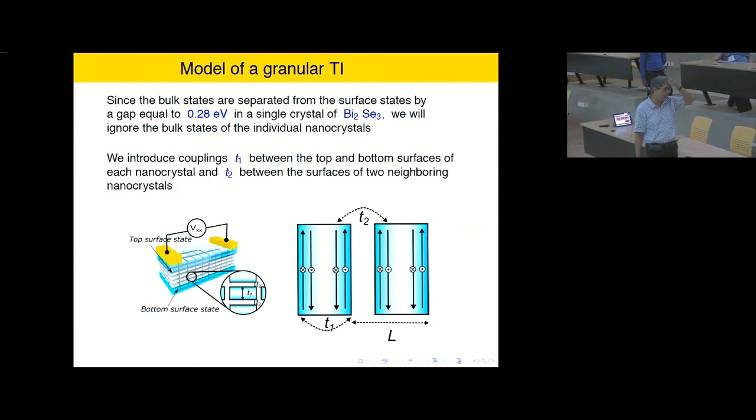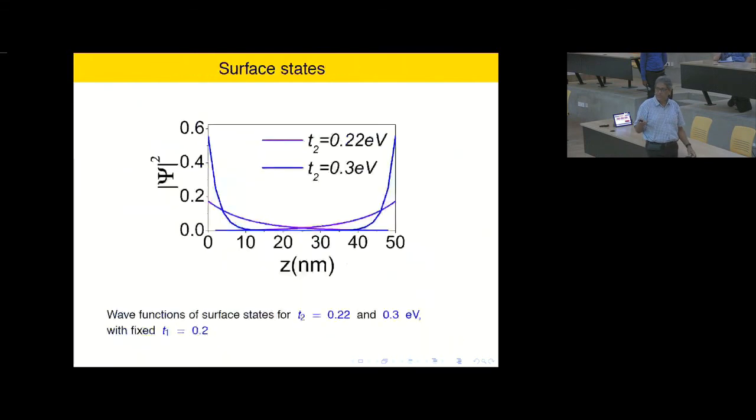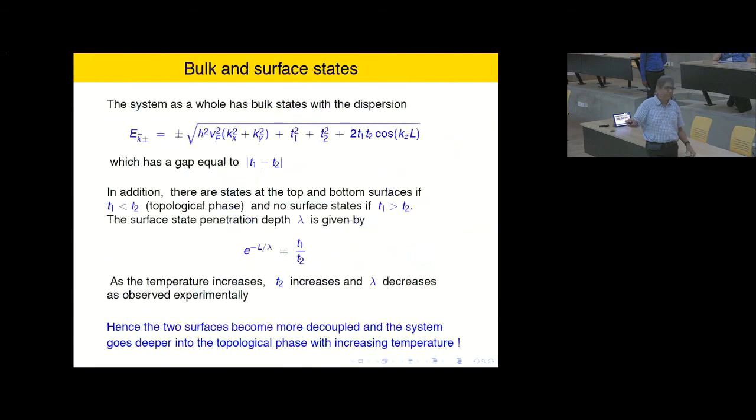It's about 0.1 to 0.2 eV for these thicknesses of 2 to 3 nanometers. T2 is much harder to estimate. But if you believe this formula, for instance, we can estimate T2 from here. We assume that T1 is 0.1 to 0.2 electron volts, and L is 2 to 3 nanometers, and lambda we know. So that's one way we can estimate T2.